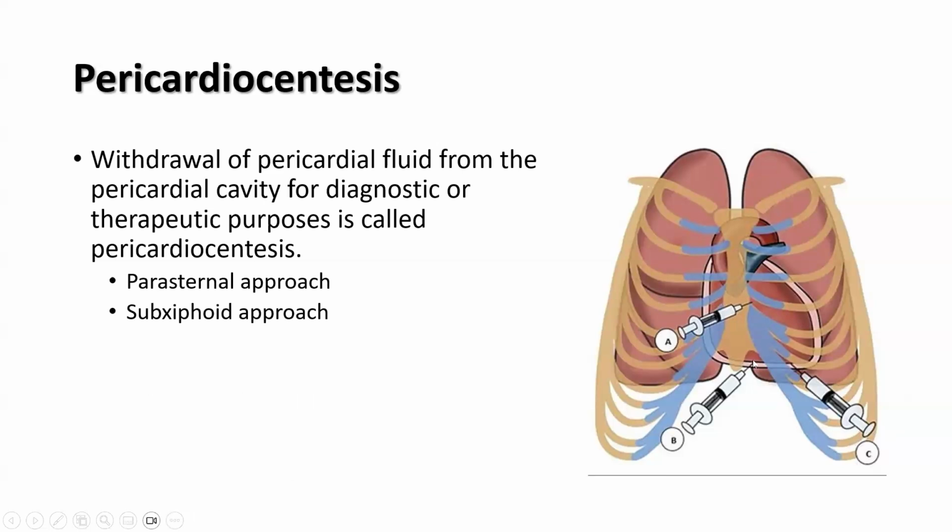Another approach is called the subxiphoid approach. In this case, a needle is inserted between the xiphoid process and the left costal margin, and the needle is inserted into the pericardial cavity to withdraw pericardial fluid. And finally, the apical approach. In this approach, a needle is inserted just lateral to the apex beat and inserted into the pericardial cavity to withdraw some fluid. So this is called the apical approach of pericardiocentesis.